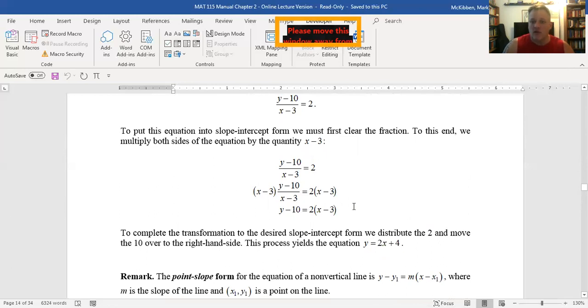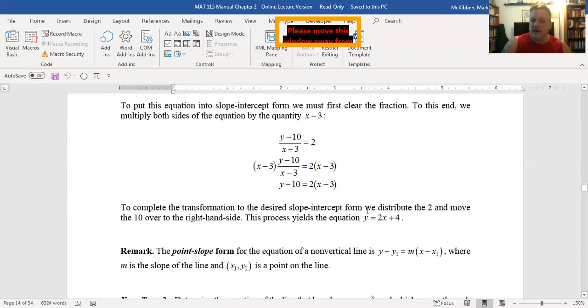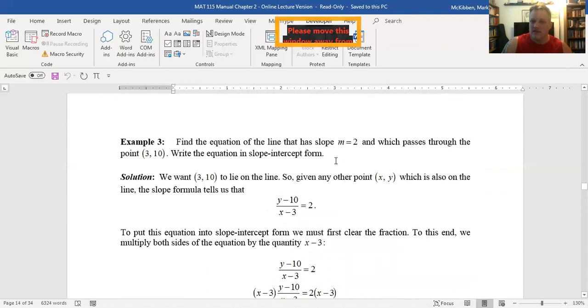I want to make it look like y on one side, so I'll take the 10 over to the right. But I want the right side to be of the form mx plus b, right? A number times x plus another number. And so all you have to do is simplify, right, this plus 10. So distribute the 2 to get 2x minus 6, then plus your 10, and then add those constants. If you do that, you get y equals 2x plus 4. Right, this is the slope-intercept form of the line that satisfies these 2 conditions.